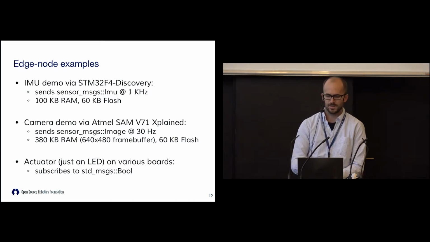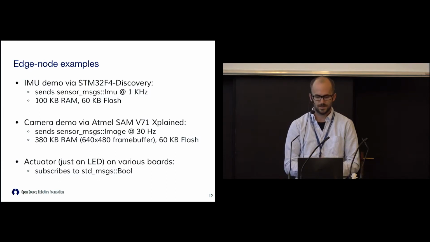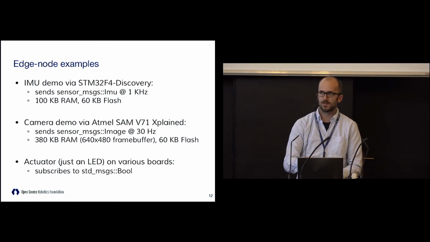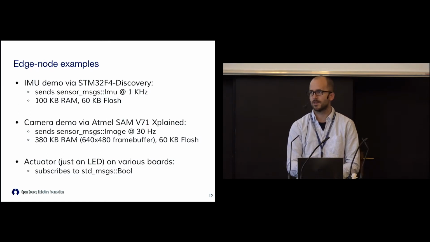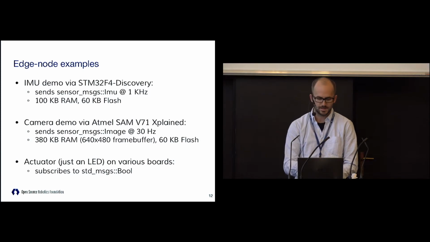So the first one is an inertial unit demo. That's using one of the popular development boards, the STM32F4 Discovery. You can get that and the Ethernet stack really cheap. So there's a microcontroller on that board. This demo pulls the accelerometer at a kilohertz on the board, and then just ships that out over the Ethernet. I'll show performance statistics on that in terms of jitter and latency.